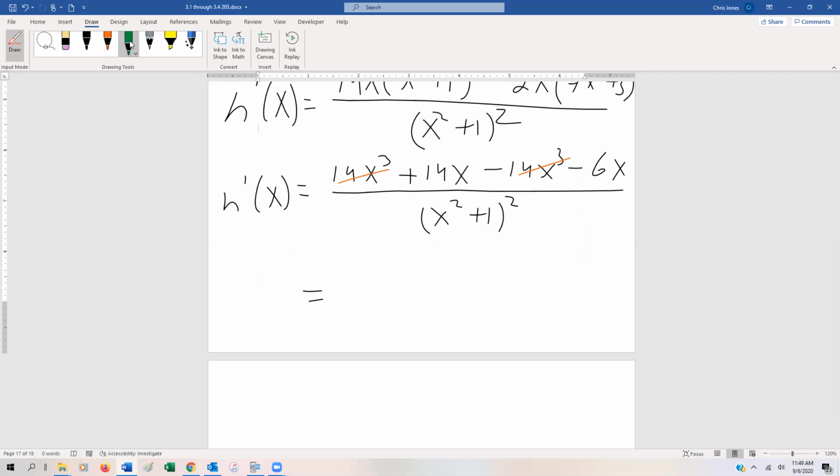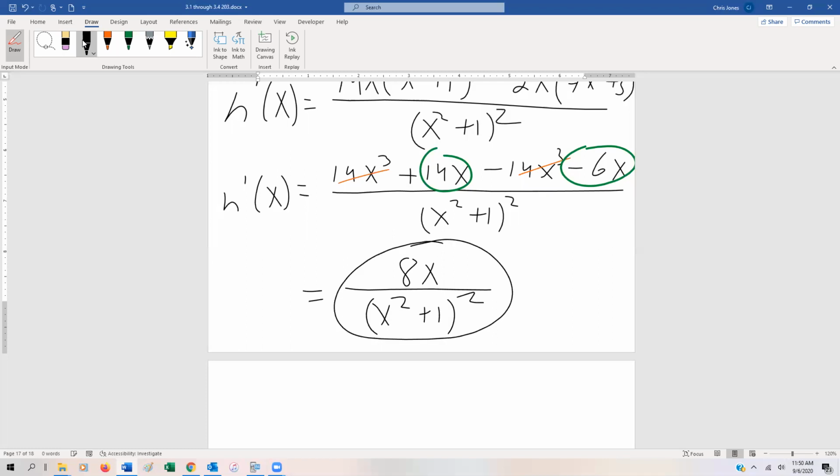And then we have common terms of 14x and negative 6x. That's going to be 8x. So one solution is positive 8x over x squared plus 1 squared. All right. So that's our solution.